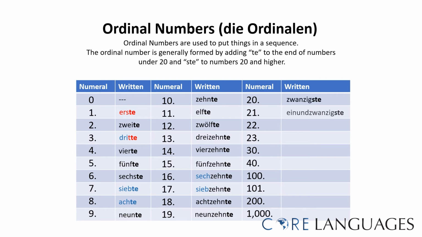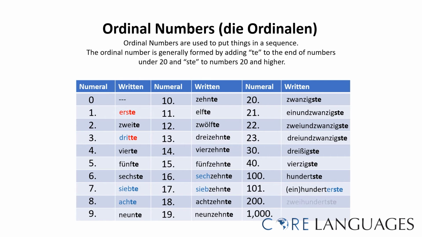And then zwanzigste, einundzwanzigste, zweiundzwanzigste, dreiundzwanzigste, dreißigste, vierzigste, hundertste, einhunderterste, zweihundertste, tausendste.